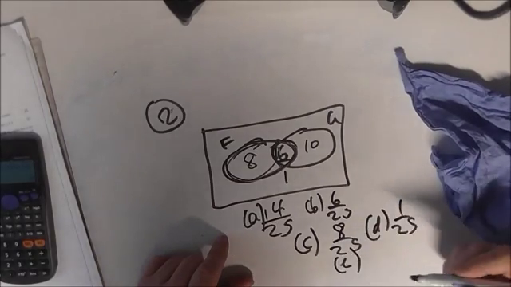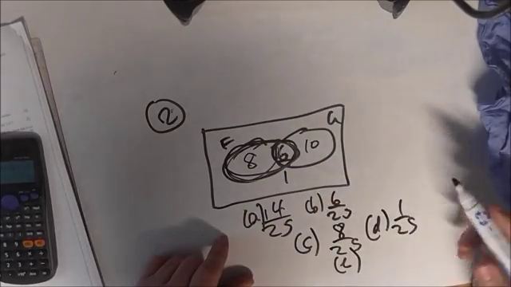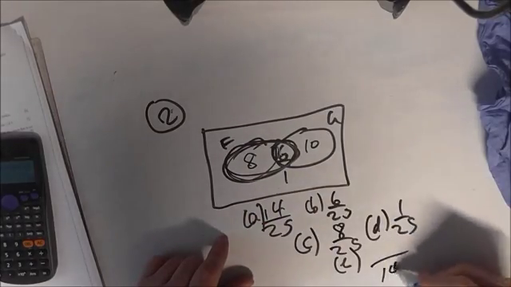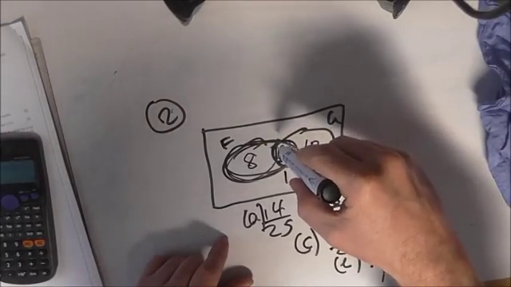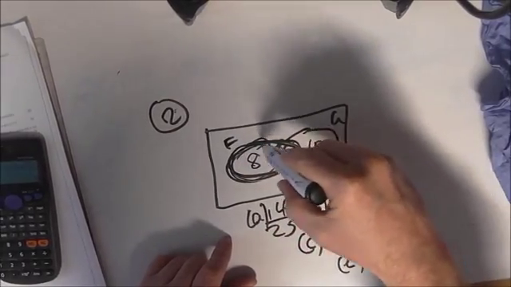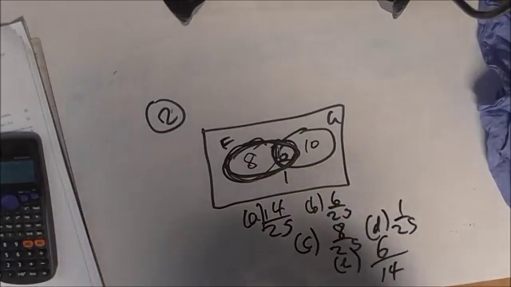And finally, part E. Given that a student studies French, so just this circle now, so it's now not out of 25, it's just out of 14. What's the probability that they also study German? So in other words, of those 14 in the F circle, how many are also in the G circle? That's 6. That's 6 over 14.